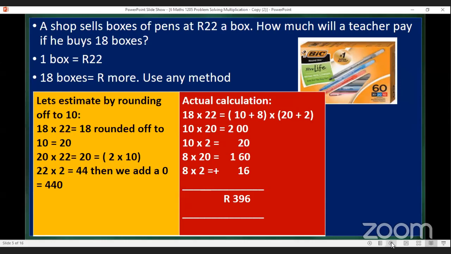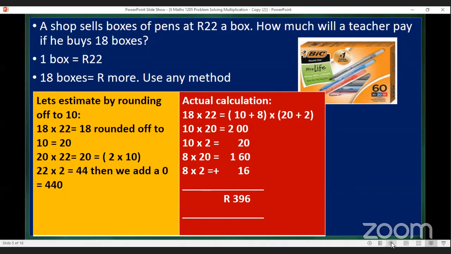Okay, so coming here, the first problem says that a shop sells boxes of pens at 22 rands a box. So a shop sells boxes of pens at 22 rands a box. How much will a teacher pay if he buys 18 boxes? So if one box is 22 rands and then a teacher wants to buy 18 boxes, is this teacher supposed to carry more than 22 rands? Is the teacher supposed to carry less than 22 rands?